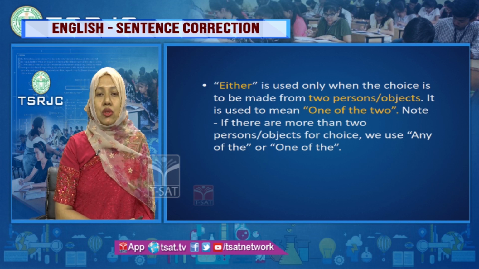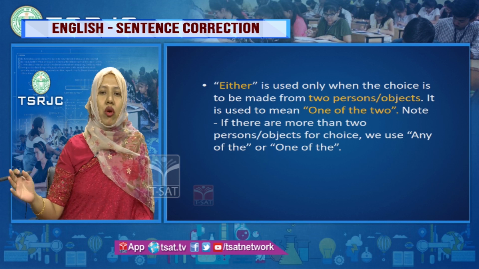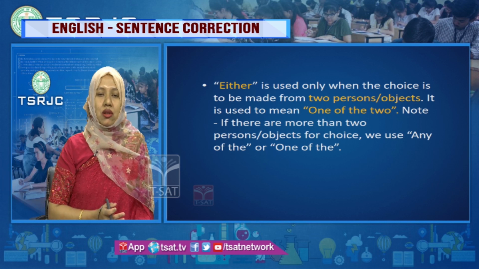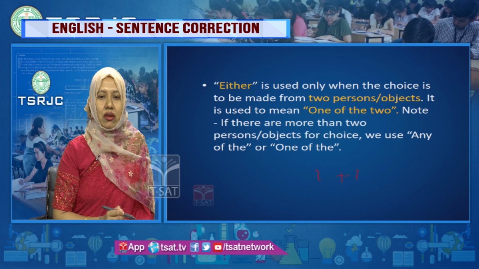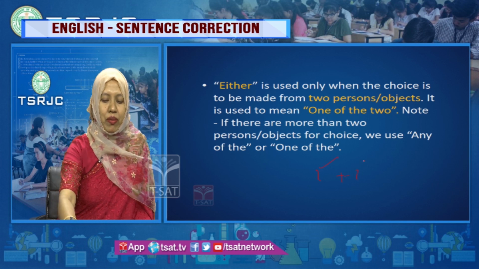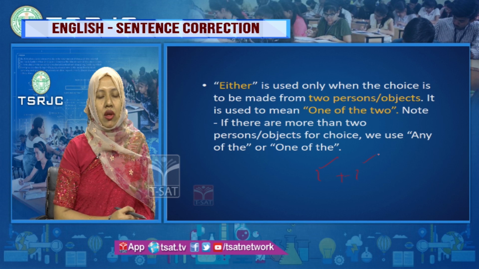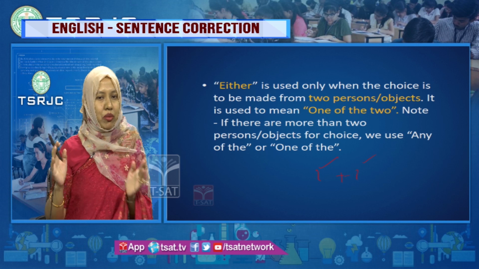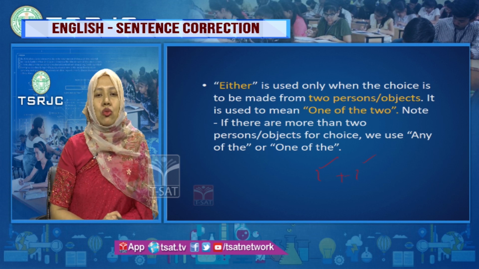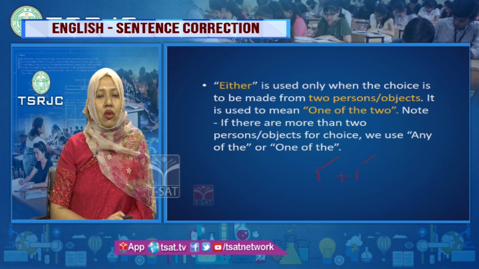Now either is used only when the choice is to be made from two persons or objects. Imagine that there are two girls, two boys, two bottles, or two pens. You have to make one choice. Out of two, you have to select one. Then you will say either of the pens is good. Either means any one. Either is used only when the choice is to be made between two things. So it is used to mean one of the two. Either of the pens is not working.